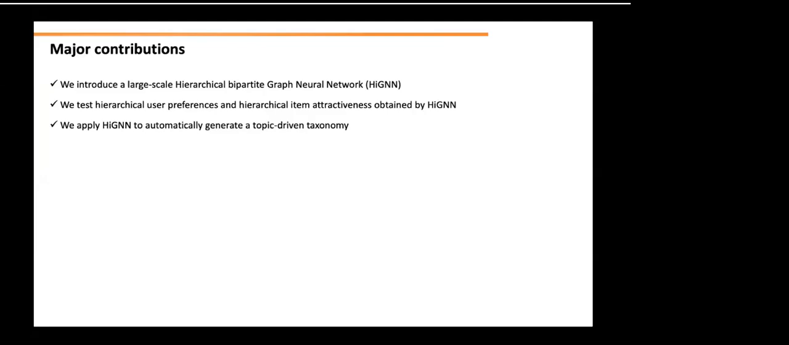Third, from the perspective of unsupervised learning, we apply HiGNN to automatically generate a topic-driven taxonomy of a large-scale real-world e-commerce platform for providing browsing navigation with personalized recommendation list to enhance user experience. It not only demonstrates the superiority of HiGNN compared to existing models for placing favorable items into right topics, but also boosts the user preference prediction in terms of precision.